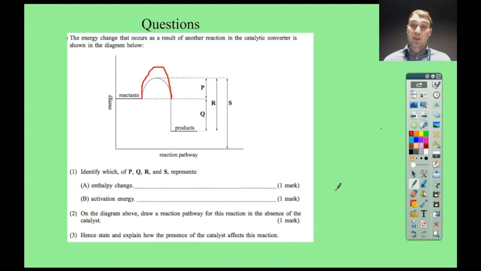So the last part of the question asks, say and explain how the presence of the catalyst affects this reaction. So the catalyst increases the rate of reaction, and it does that by providing an alternate energy pathway of lower activation energy. That means that when the reactants collide, more particles have the activation energy required for the reaction to occur. And that leads to more successful collisions per unit time, which increases the rate of the reaction.